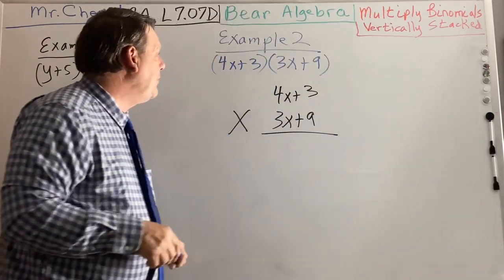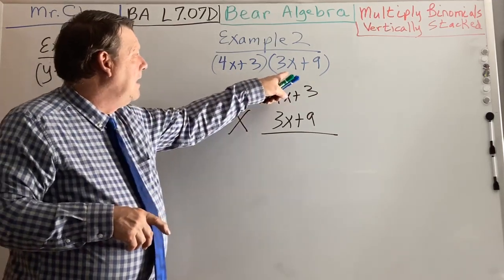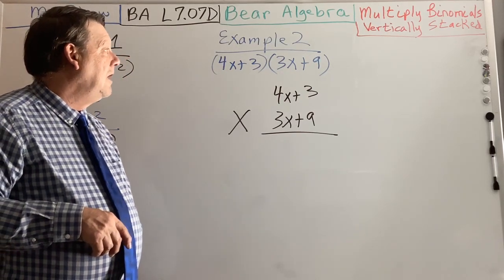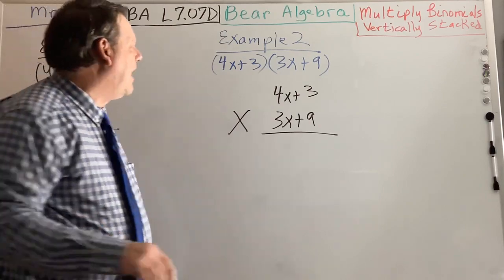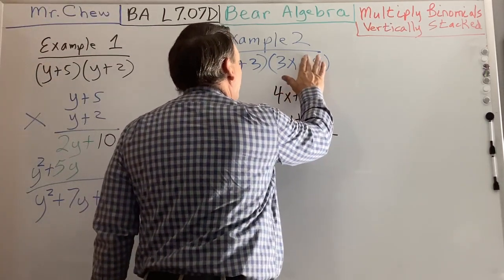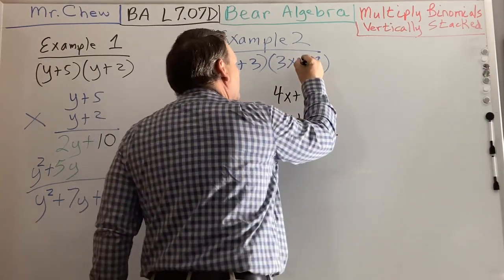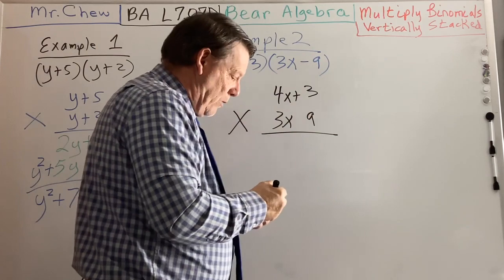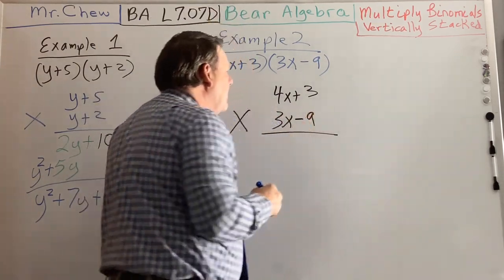All right, example 2. Now I've got 4x plus 3 times 3x plus 9. Just so that we can have a minus, let's change one of these to subtraction. And I know that's different than what I had in my short, but let's just do that so that we can see how we deal with that. I think it's important that you see one like that.